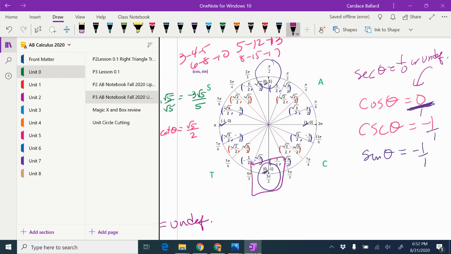The last thing I need to do is find the tangent and the cotangent. So the tangent, remember, is the sine divided by the cosine, and the sine is -1 and the cosine is 0. And when I have 0 on the bottom, I have to write undefined. And then the cotangent is the cosine divided by the sine, so I have 0 over -1, or just 0.